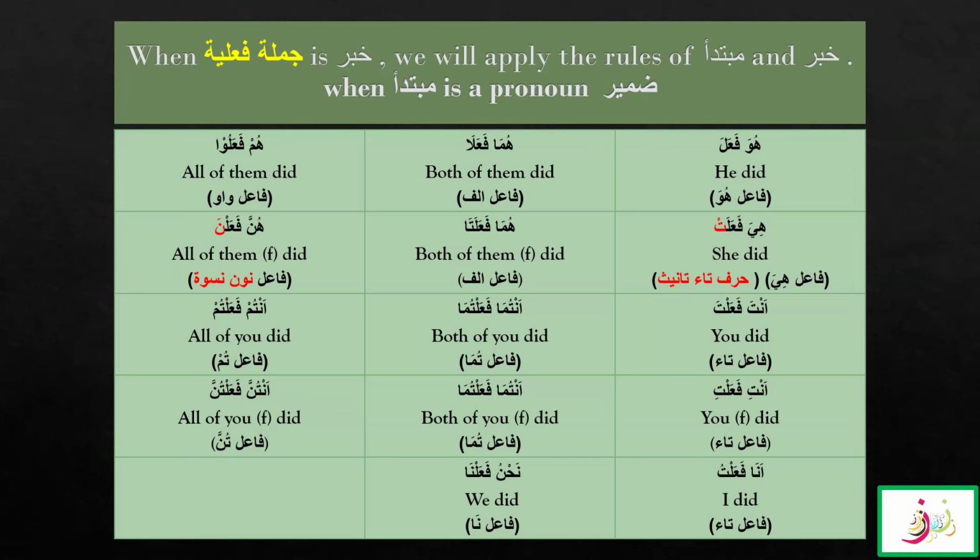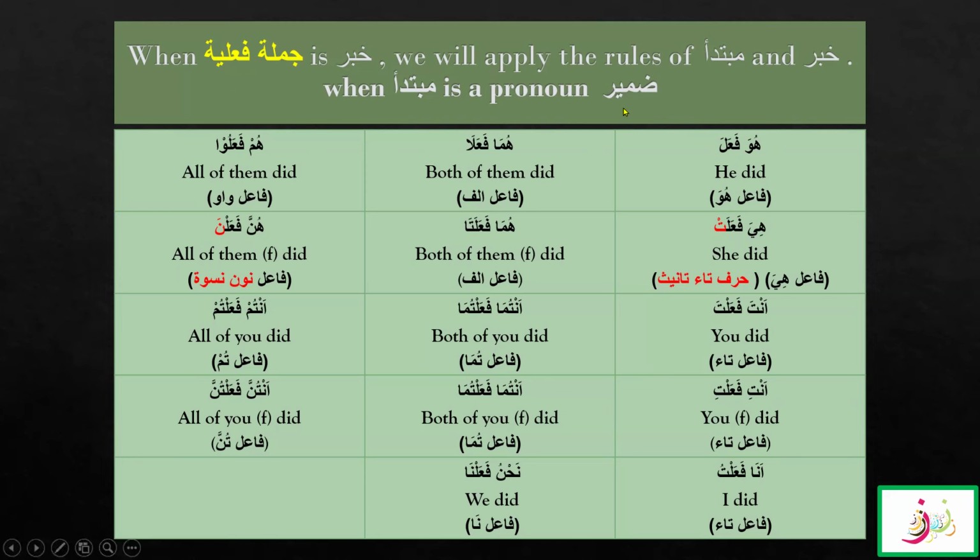But all pronouns are considered as nouns, so it will be a jumla ismiya. As you can see, pronouns are all nouns and they are mabni. So huwa fa'ala is a complete sentence, a jumla ismiya, and inside the jumla ismiya the khabar is a jumla fi'liyya. This is a mubtada and this is a khabar. This is a pronoun and this is a jumla fi'liyya, and the whole structure is a jumla ismiya with a jumla fi'liyya inside it.